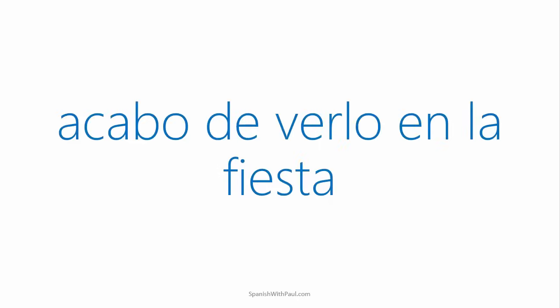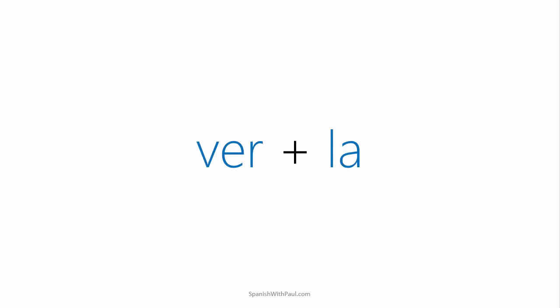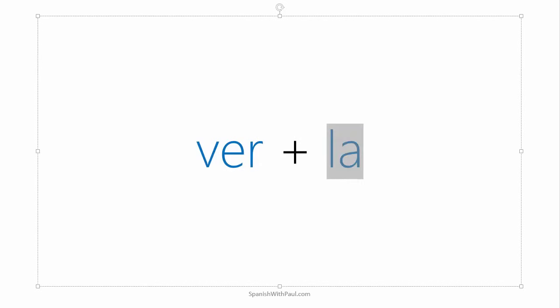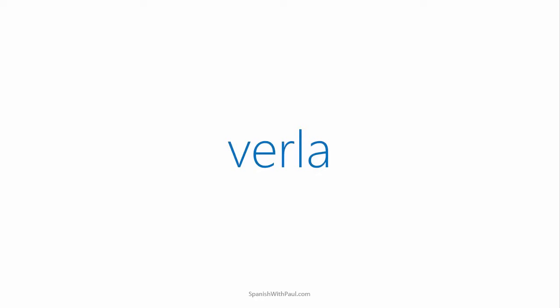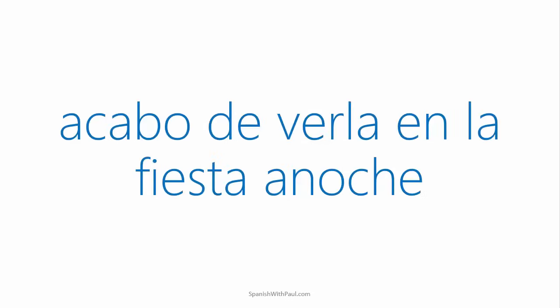Acabo de verlo en la fiesta. If you wanted to say to see her, again you would take ver, but this time you would add la. This la represents her. So the sound you get is verla, verla. How would you say, I just saw her at the party last night? Acabo de verla en la fiesta anoche.